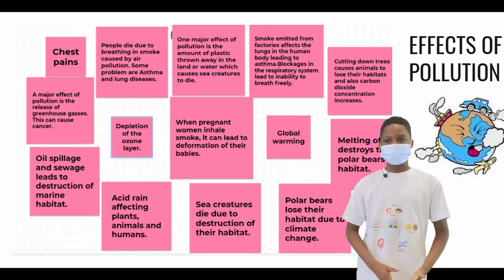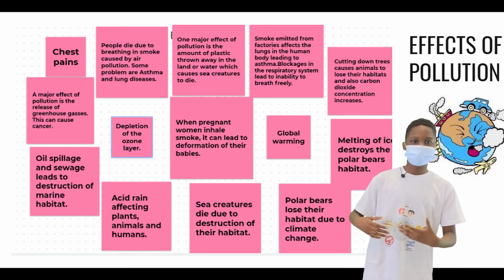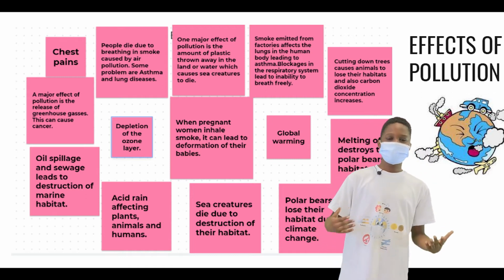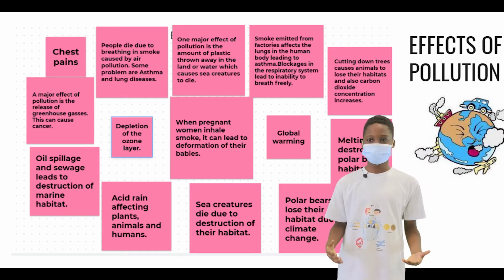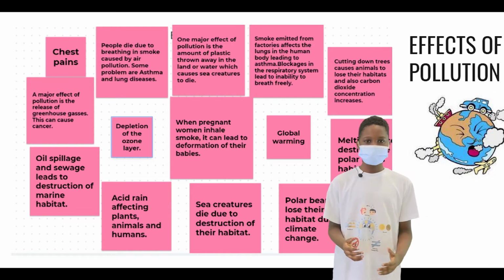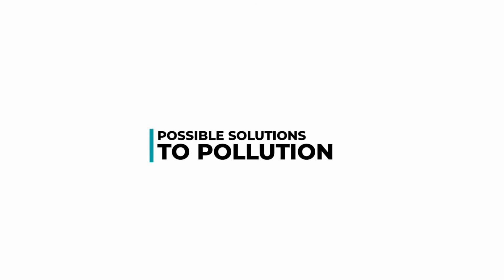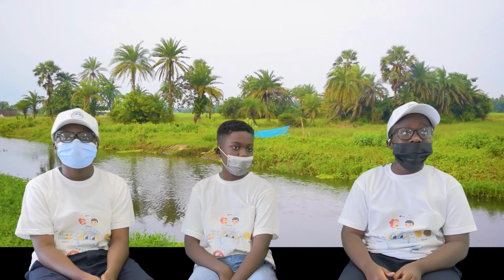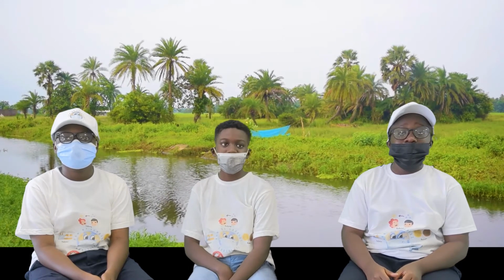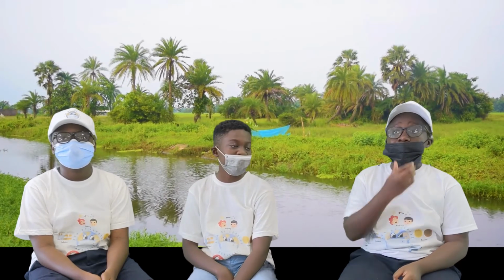Some things to know is that acid rain affects plants, animals, and humans. Sea creatures die due to destruction of their habitat, and polar bears lose their homes due to climate change. Possible solutions to pollution. Did you know air travel is a source of pollution? Well, it is because aircrafts release soot, carbon dioxide, and carbon monoxide, which are all harmful to our environment and our atmosphere.